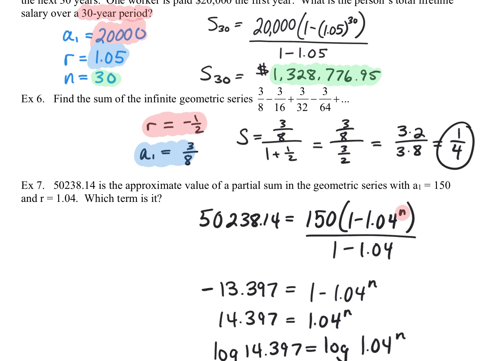So because we have an r value whose absolute value is less than 1, we can use that infinite geometric series formula where we take the first term and divide it by 1 minus the common ratio. In this case, our common ratio is negative, so that minus turned into a plus, and we simplify that fraction down to get 1/4.